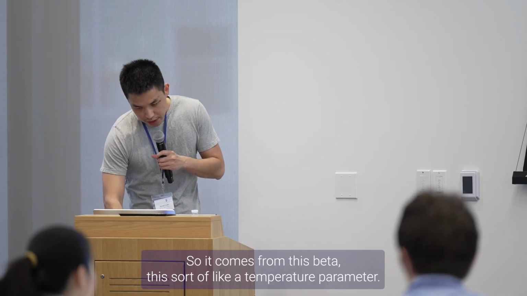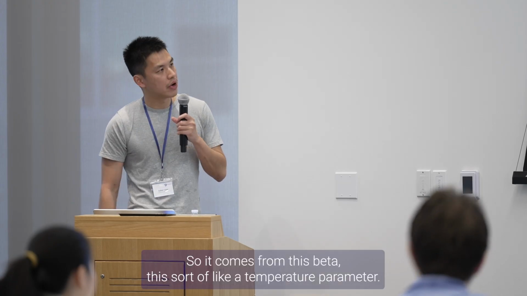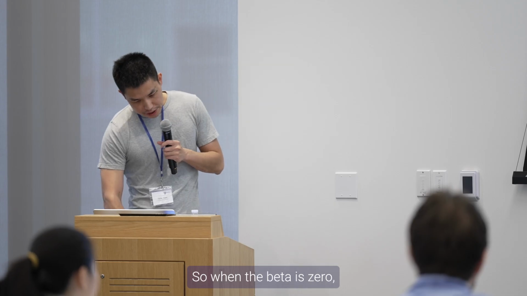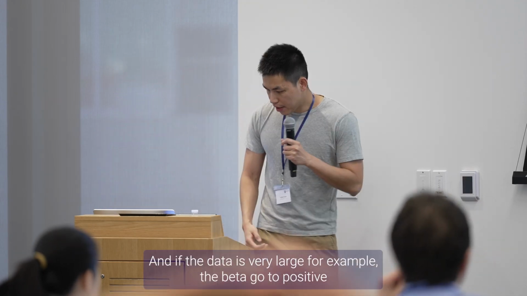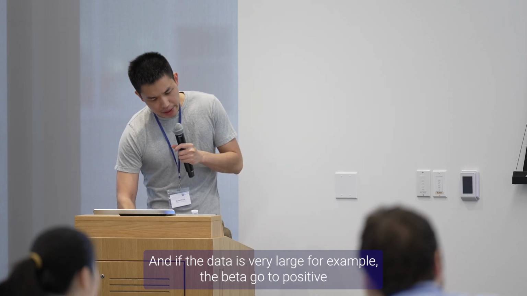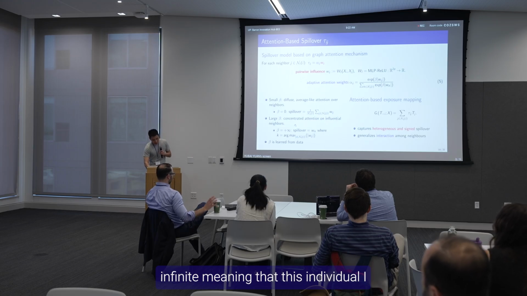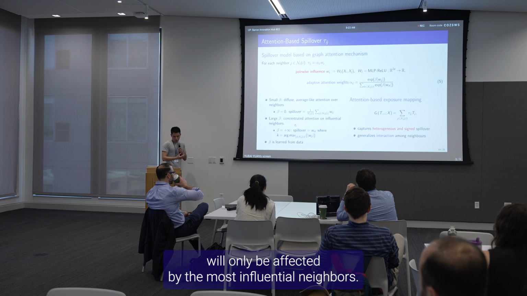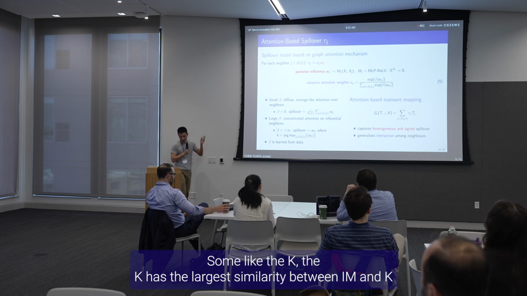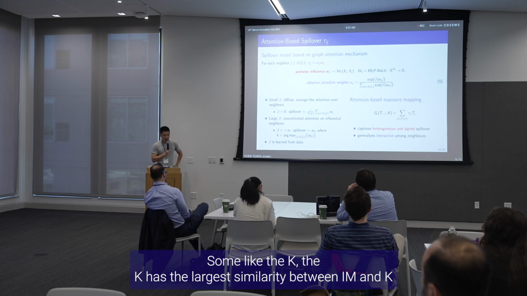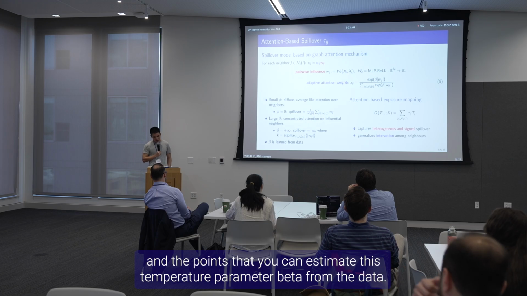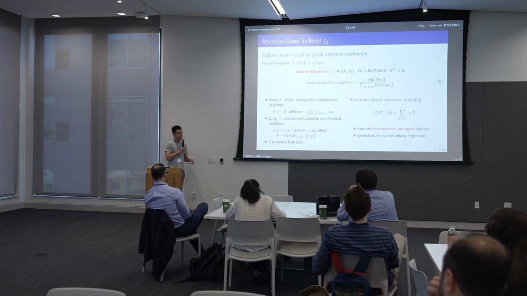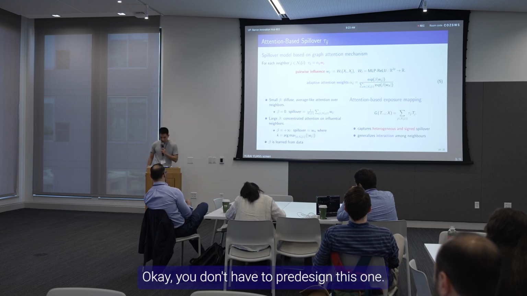So it comes from this beta. This is called a temperature parameter. When the beta is 0, basically you assume the spillover is evenly spread across all the neighbors. And if the beta is very large, for example, if the beta goes to positive infinity, it means this individual i will only be affected by the most influential neighbor, some k, which has the largest similarity between i and k. And the point is that you can estimate this temperature parameter beta from the data. Okay, you don't have to pre-design this one.